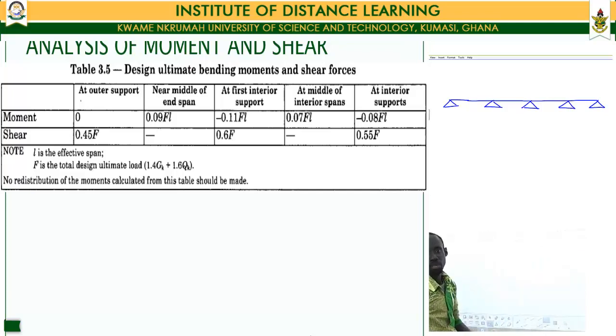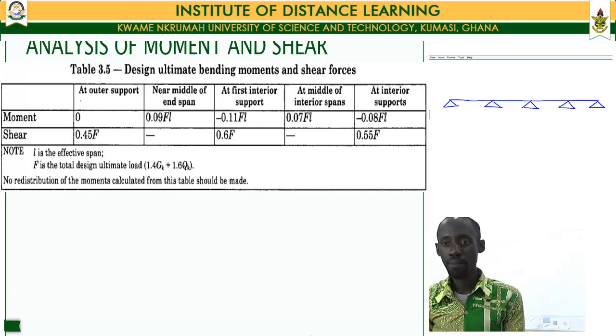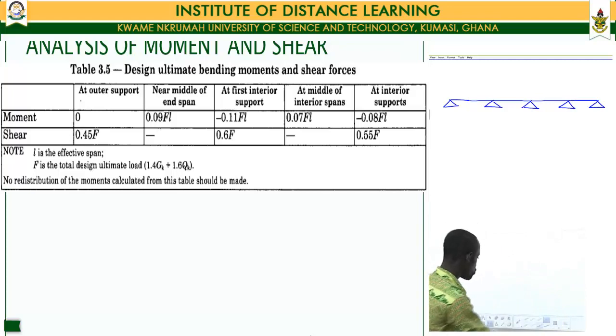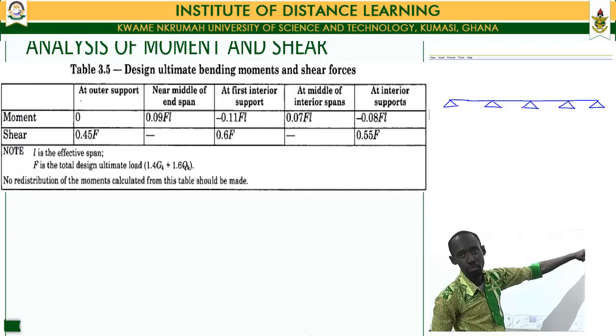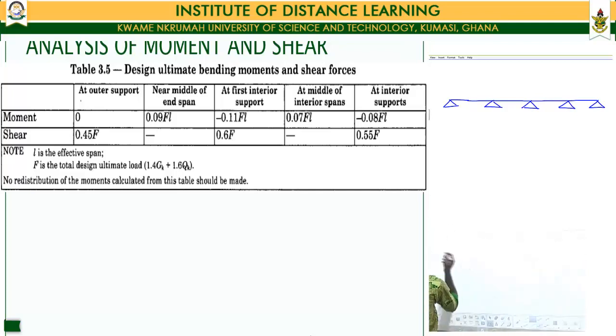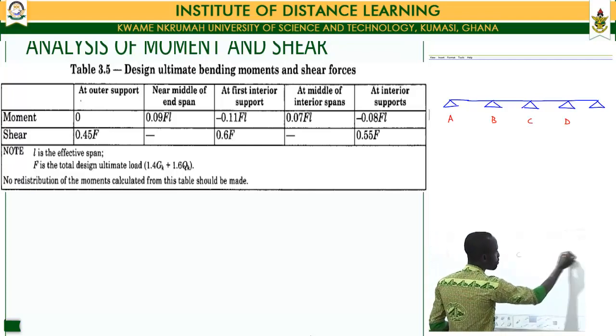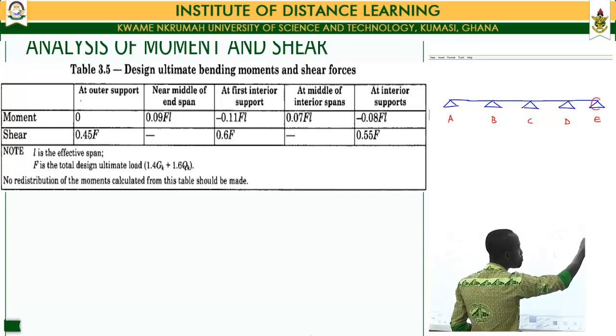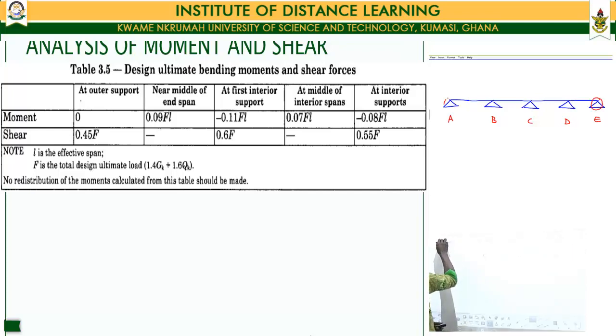Assuming we have this as our beam that we are designing for, the first column in the table talks about at outer support. This makes reference to the ends of our beam. So labeling our supports as A, B, C, D, and E, at outer support is making reference to the moment and the shear that would occur at the end supports of our beam, in which case we are referring to our support A and our support E.